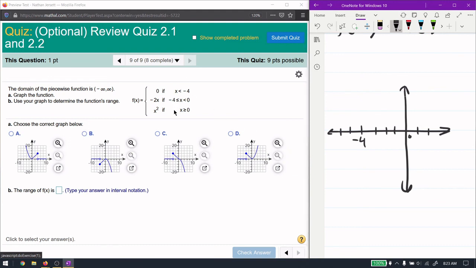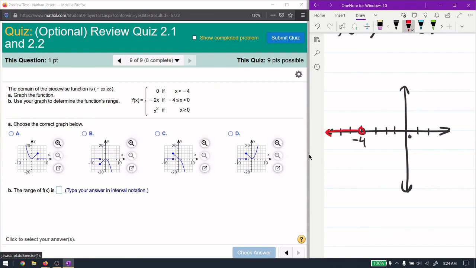So when x is less than -4, the function is always 0. Strictly less than -4, the function is always 0. 0 is on the x-axis. We're not including -4, so we use an open dot. I'm going to put this in red here. We have an open dot there, and then the function is just flat lines at 0. The y-value 0 is just the x-axis, that entire flat line.